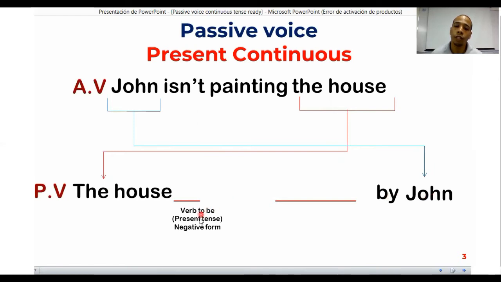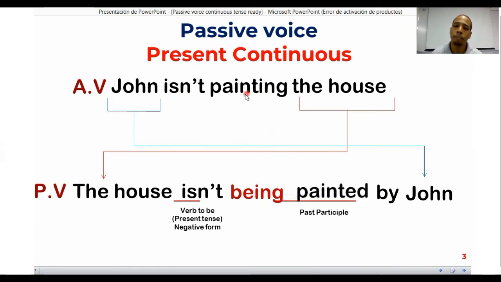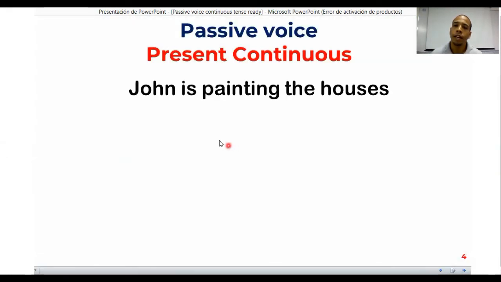And the verb to be is going to be in negative form because it is in negative form in the active sentence. So you just have to put it like this. Isn't, singular form, negative. Being, I told you, the ing form will be being, always being in the passive voice. For the past participle, we have painted. So the negative form is just isn't in this case.